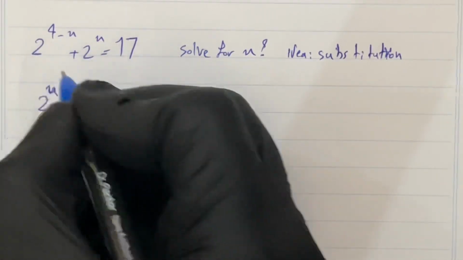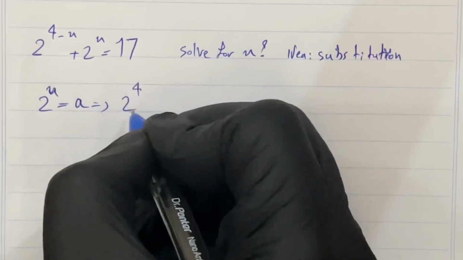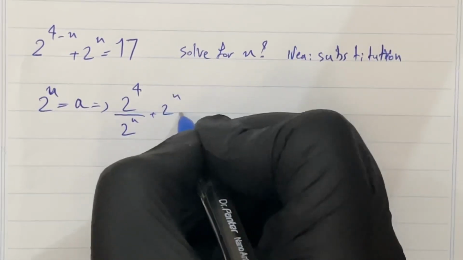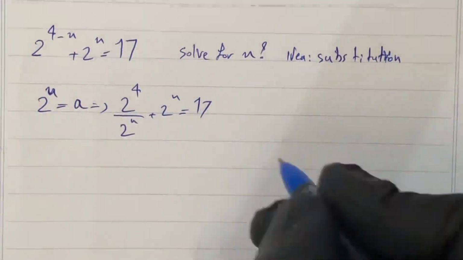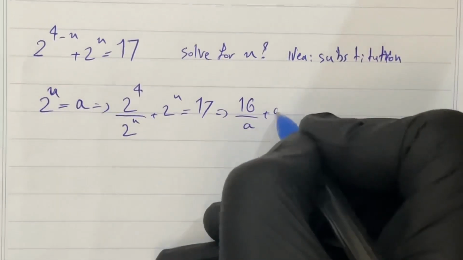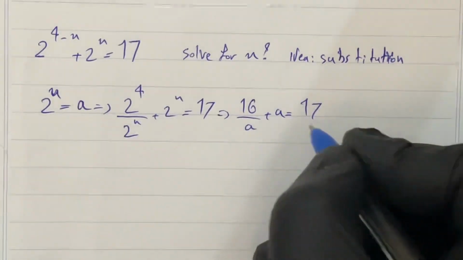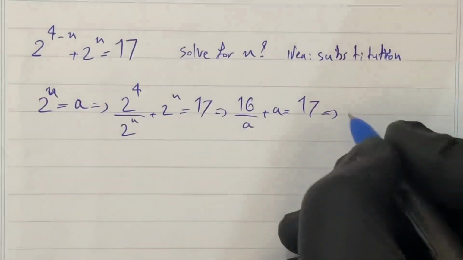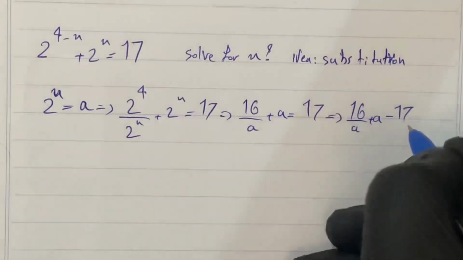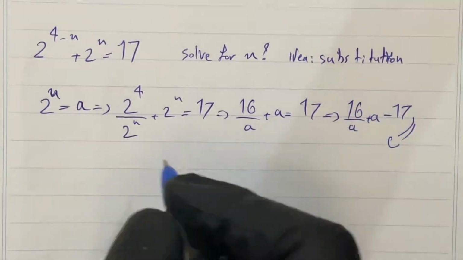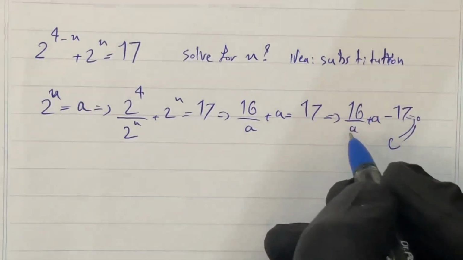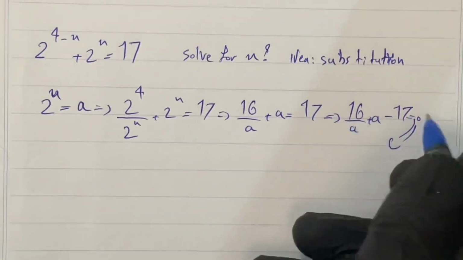So what would our equation be? It would be 2 to the 4 over 2 to the power of x plus 2 to the power of x equals 17, which, since 2 to the power of x is a, is 16 over a plus a equals 17. Let's subtract 17 from both sides, and we'll get 16 over a plus a minus 17 equals 0. So we reach this. Let's just multiply this equation by a.